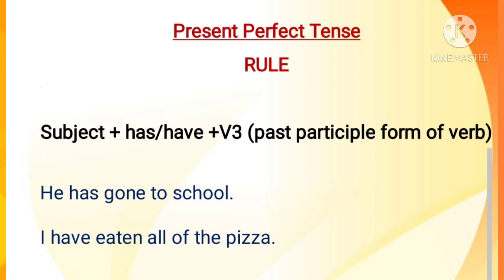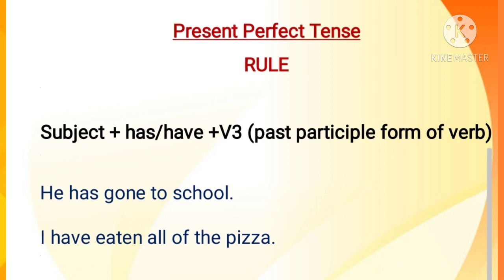He has gone to school. Here, he is the subject. He is singular, right? So we will use has. He has. Then gone. Gone is a past participle form of the verb go. Go. The past participle is gone. So he has gone to school.